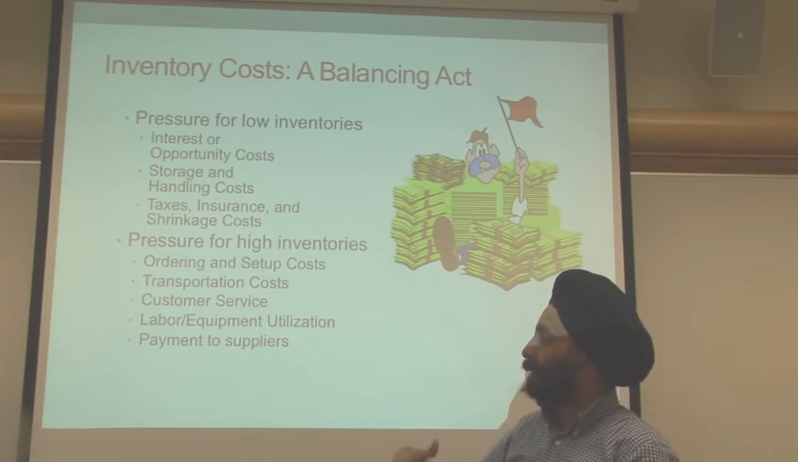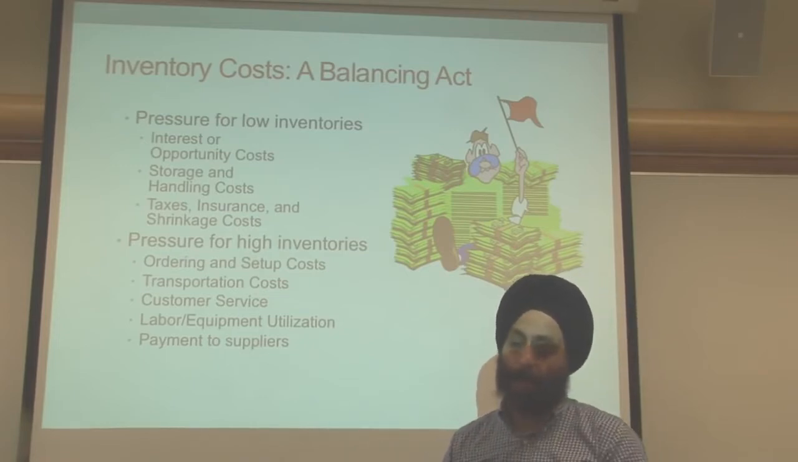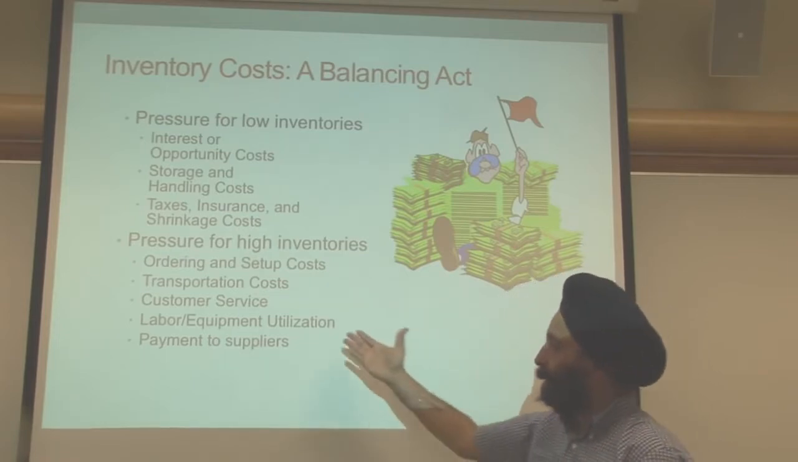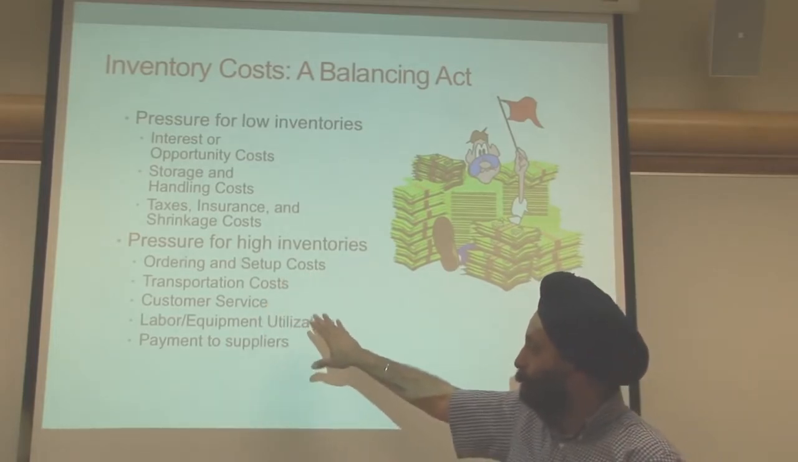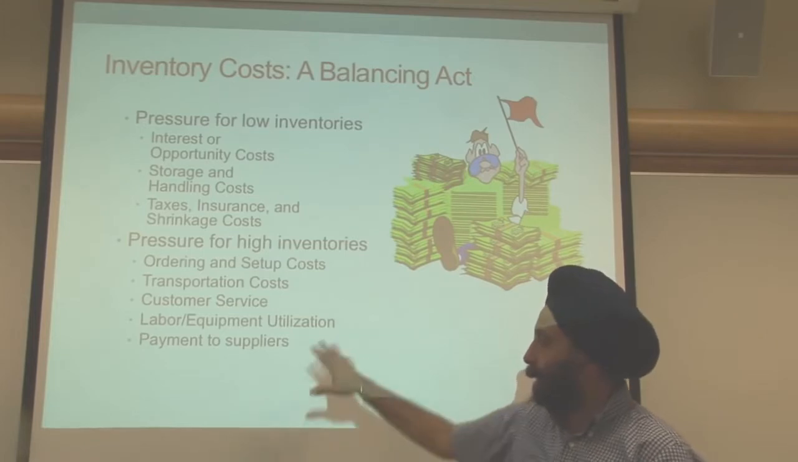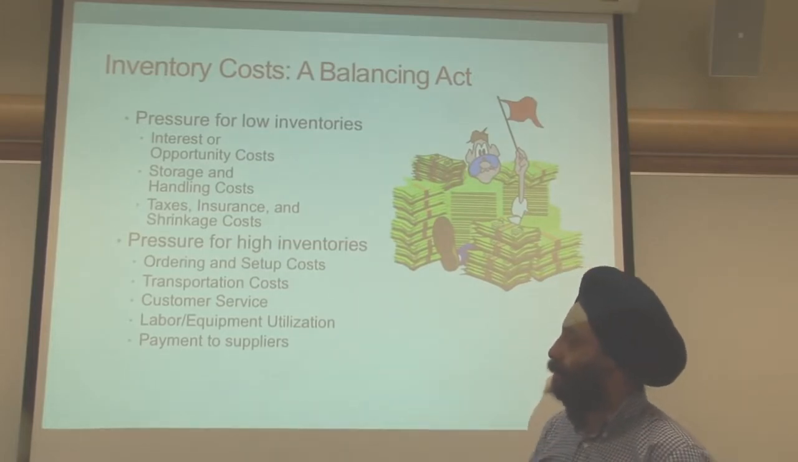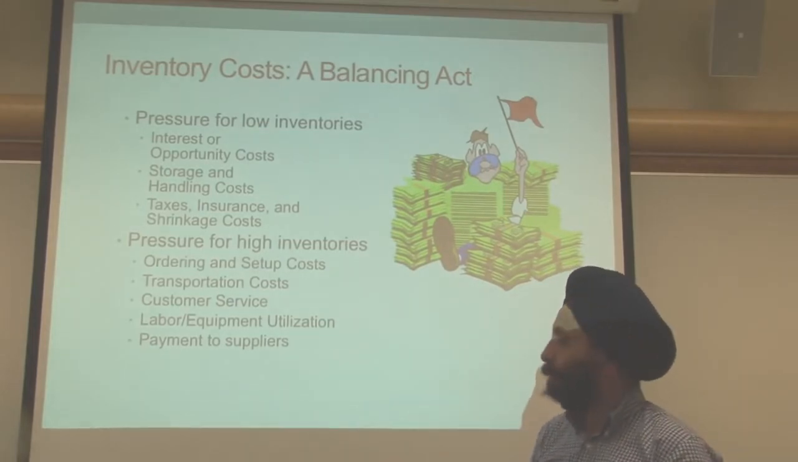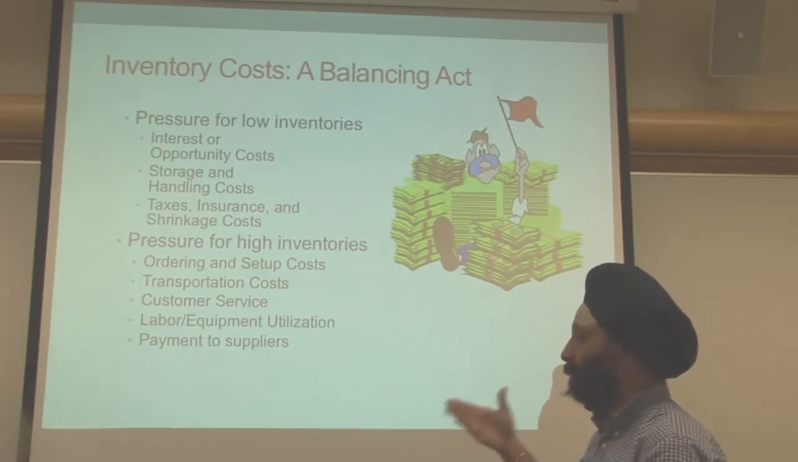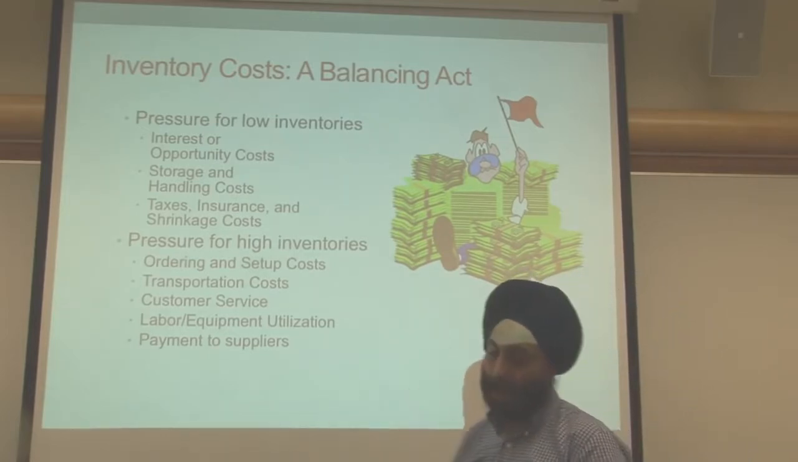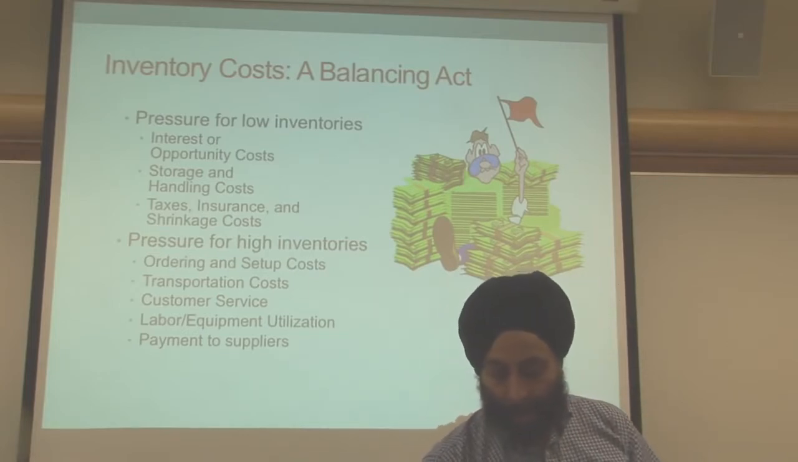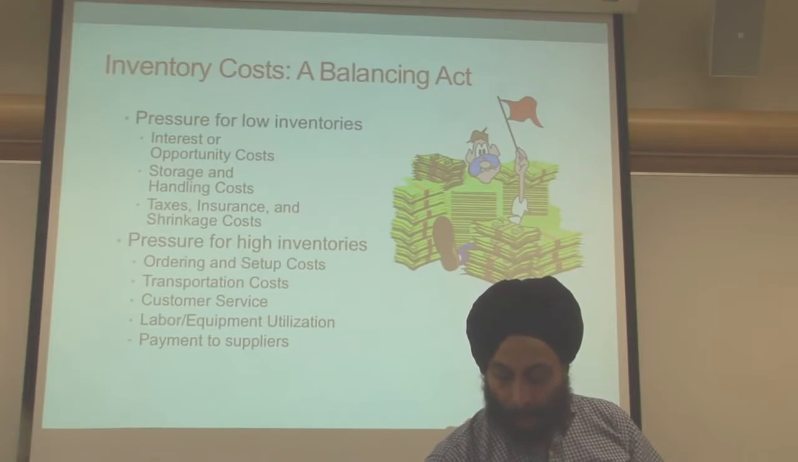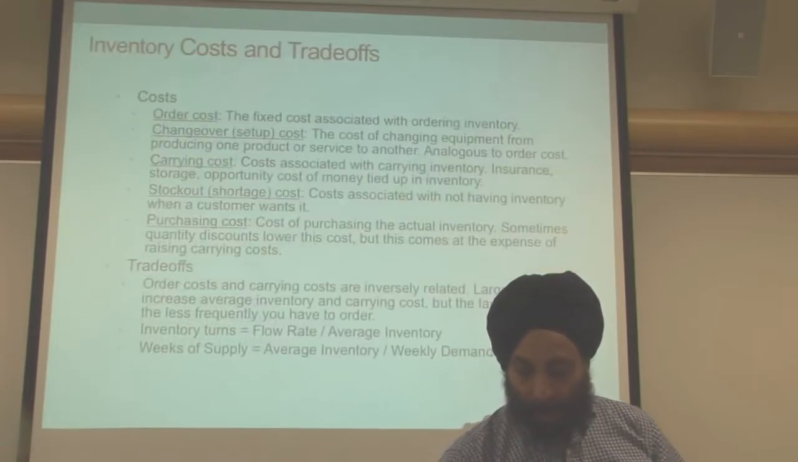Labor and equipment utilization may not be maximized otherwise. In order to make sure you have high labor and equipment utilization, there is pressure to carry high inventory so that labor or equipment is never idle. Payment to supplier is another factor: routine payments to suppliers provide an incentive to carry high inventories in this case.